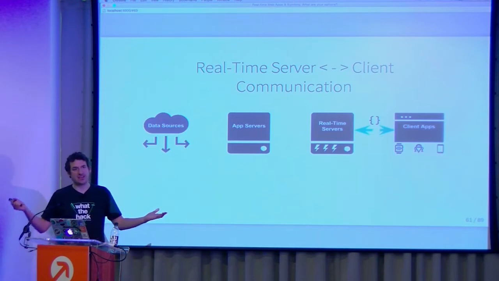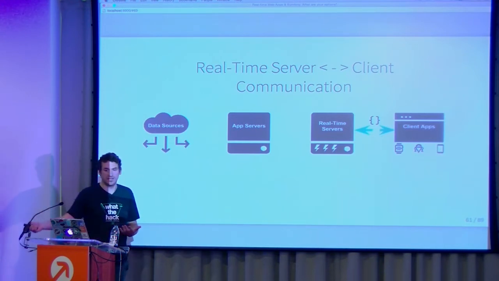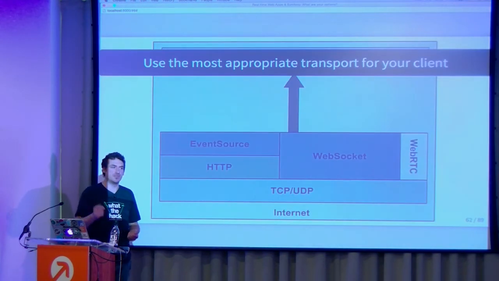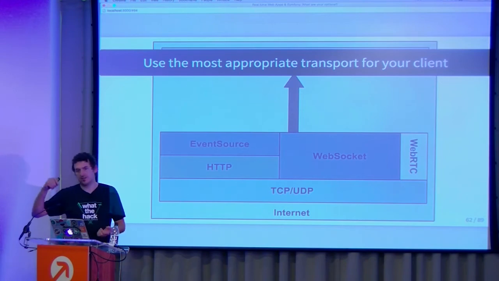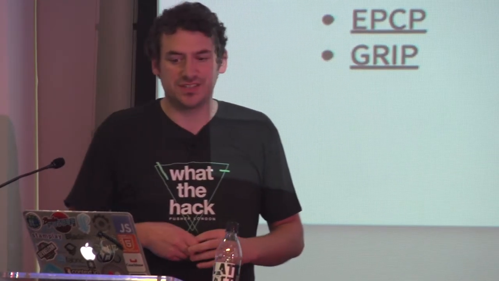So we've got a connection from our real-time server to our client, and we need to make sure that we're choosing the most appropriate transport type for that client, whether it's something running on a Raspberry Pi, or a laptop, or a plug, or anything that could be connected to the internet, connected to a real-time framework. So you need to make sure you're choosing that base layer of connectivity appropriate for the network, appropriate for the client. You then need to choose a protocol.